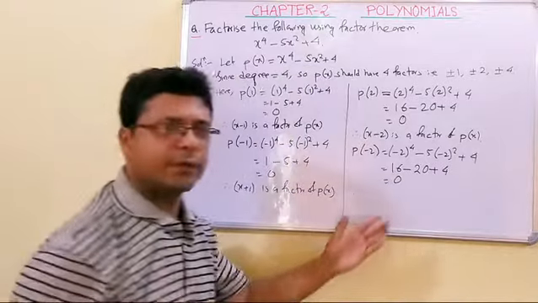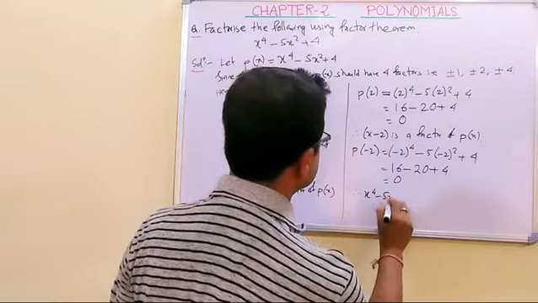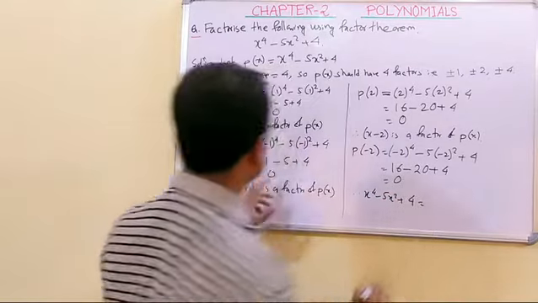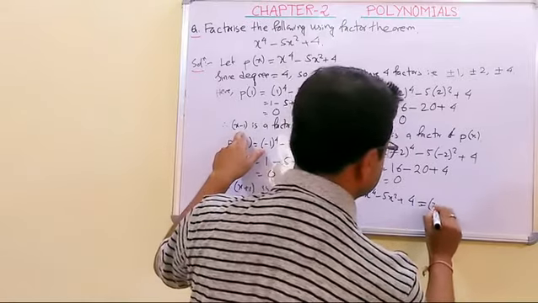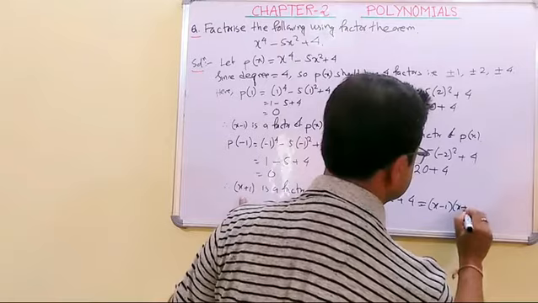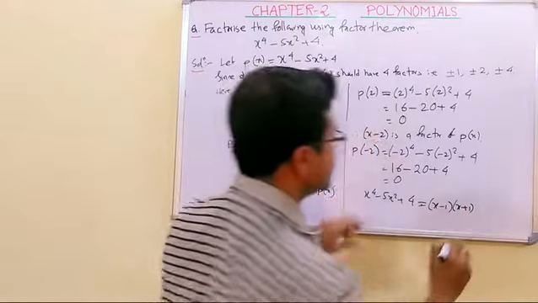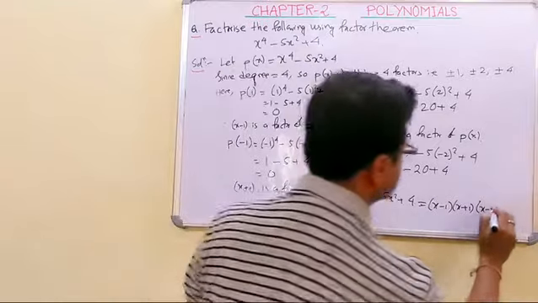So we have got the 4 factors of x to the power 4 minus 5x square plus 4. The first factor is x minus 1. The second factor is x plus 1. The third factor is x minus 2. The fourth factor is x plus 2.